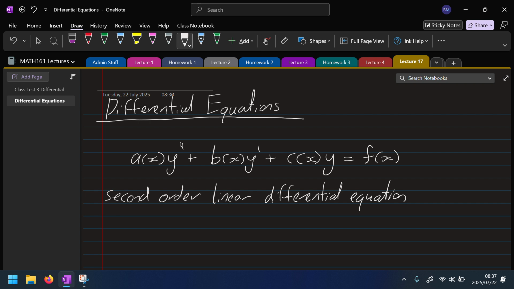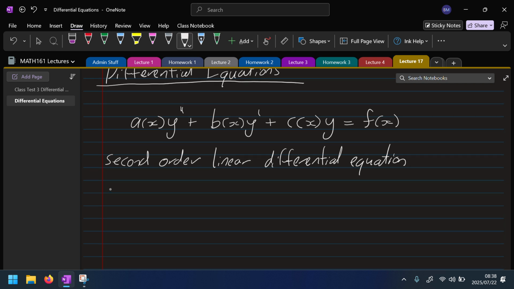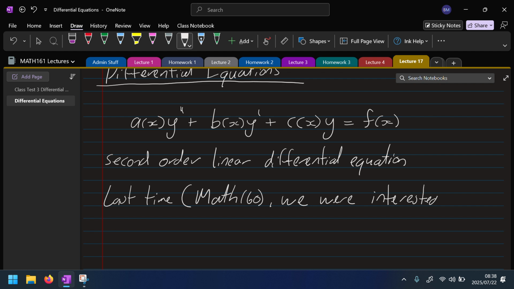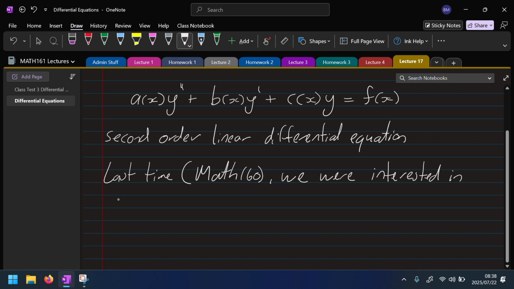Yeah. So just to give you some recap on the terminology we use. The order of the differential equation is the highest degree that appears. So here we've got y double prime, so that makes it second order. Okay, and you know what linear is. So last time, and by that I mean in MATH160, we were interested in types of differential equations.